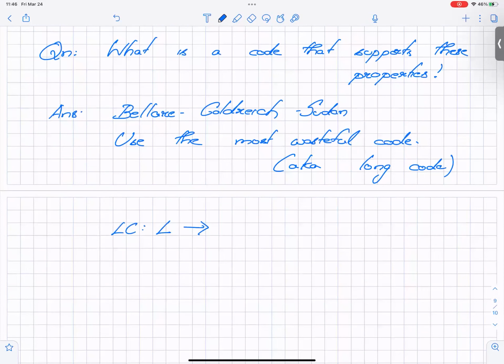The long code from L is going to map every string in L, which is a log L bit string, to a string of length 2 to the 2 to the log L. So what is 2 to the 2 to the log L? That is 2 power L. And we will think of each one of these as a function on the space.